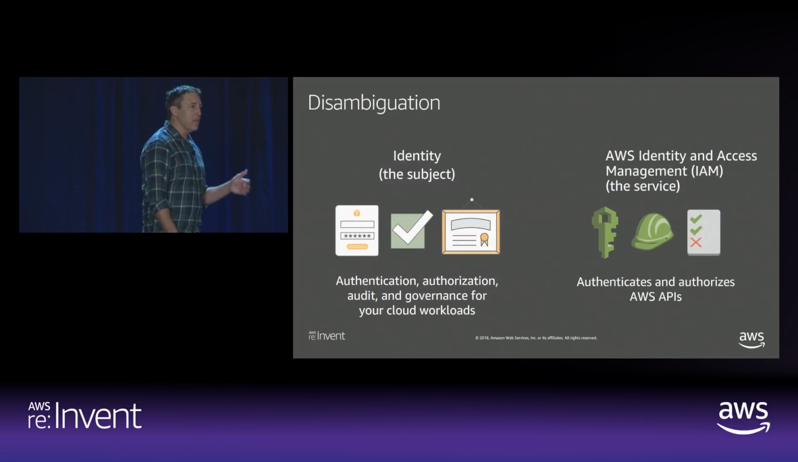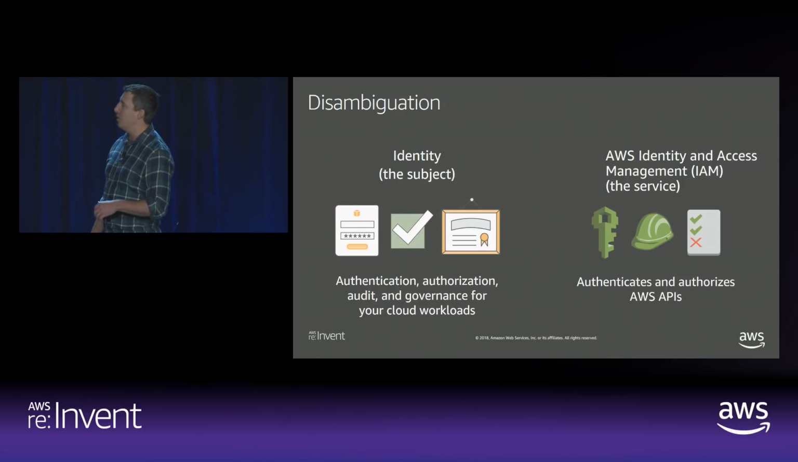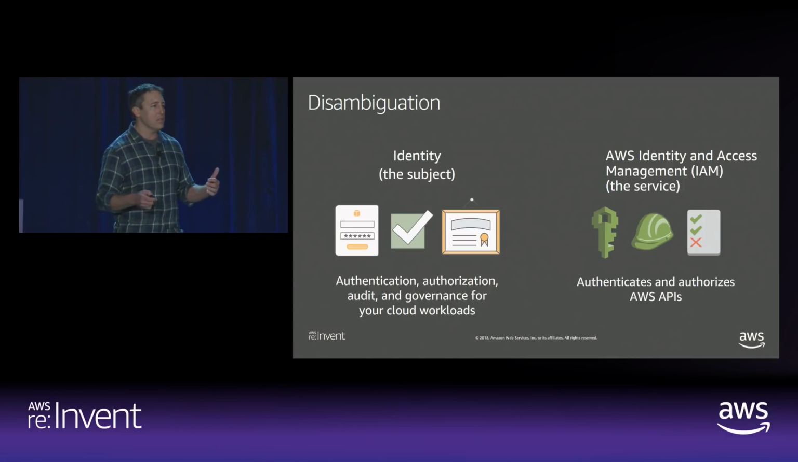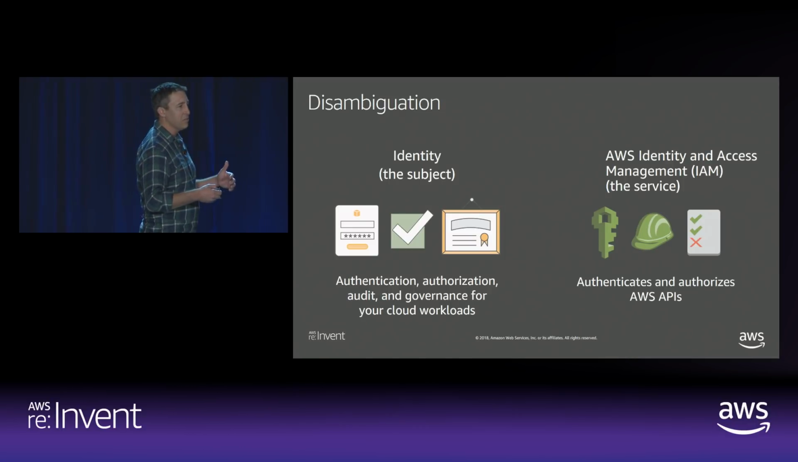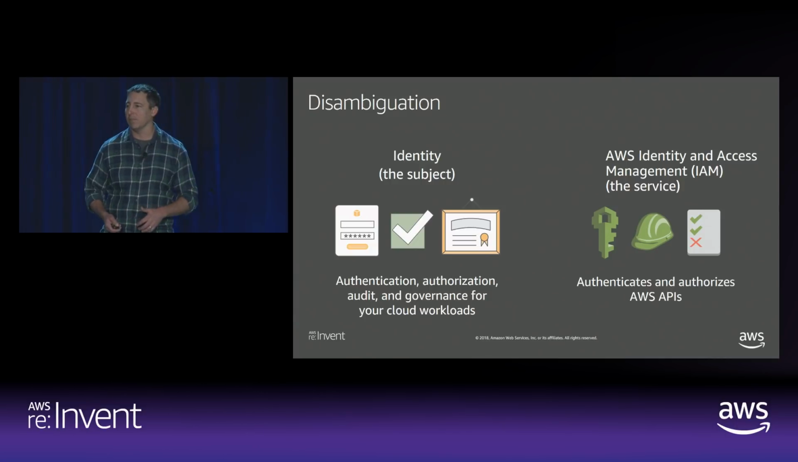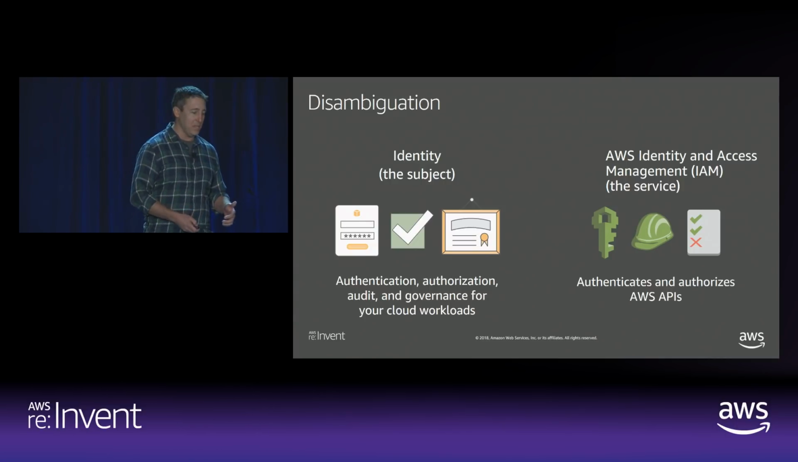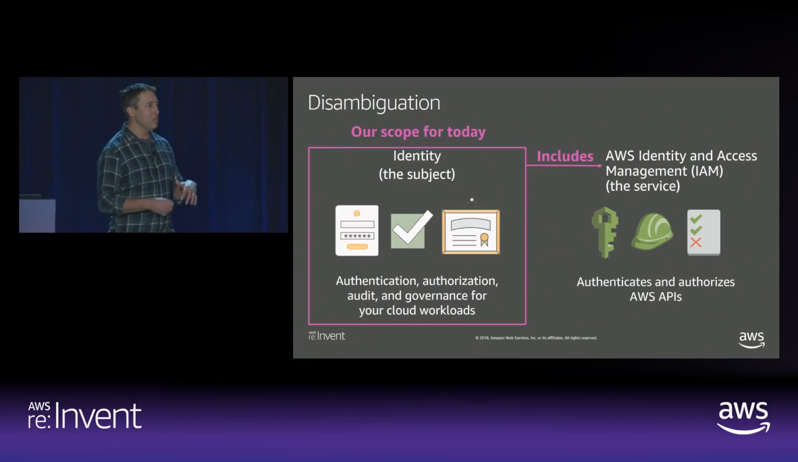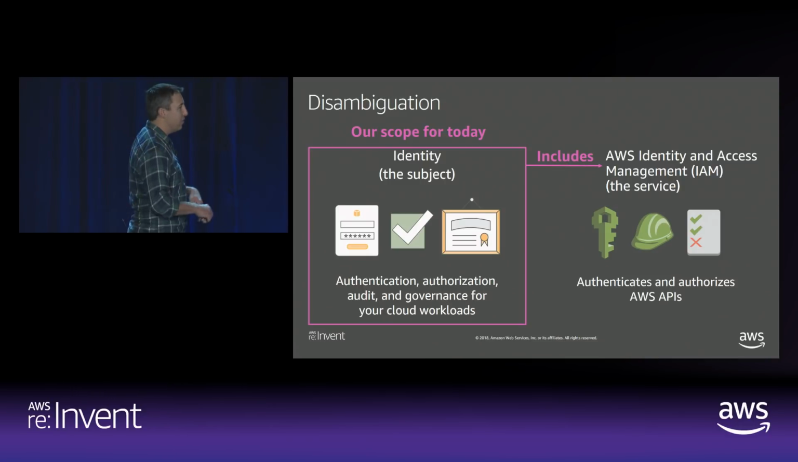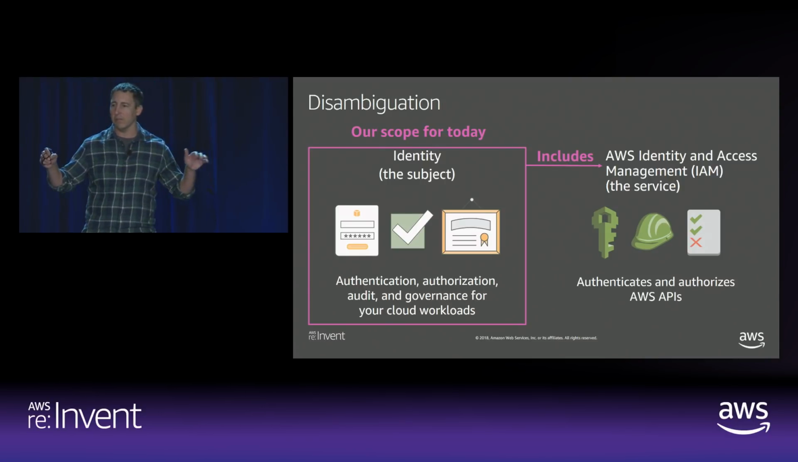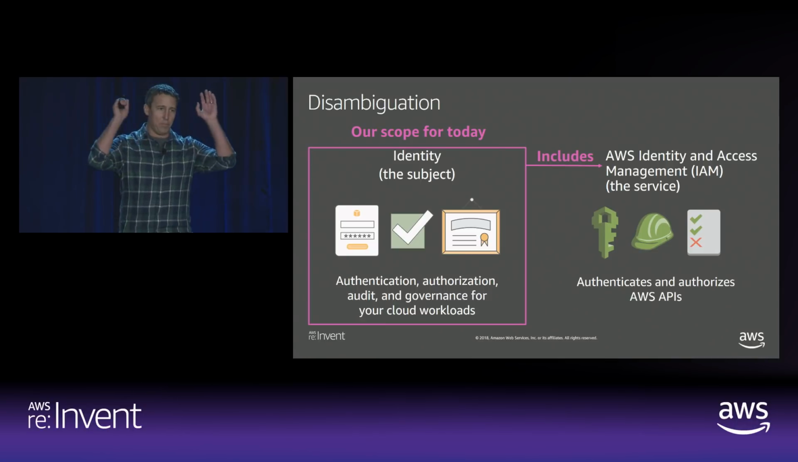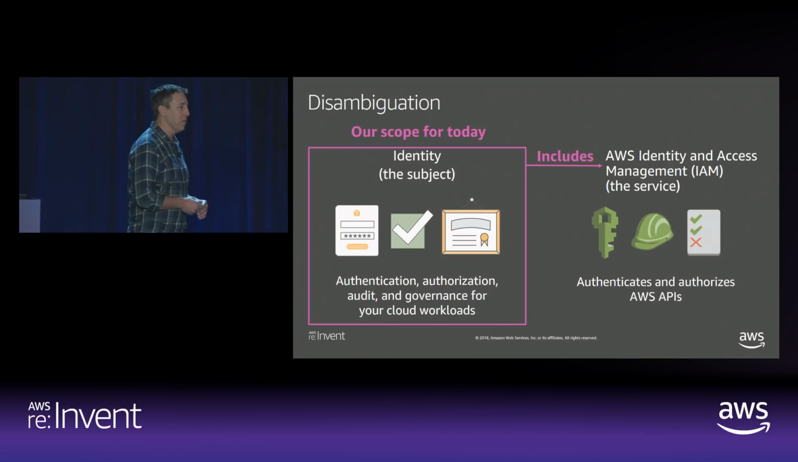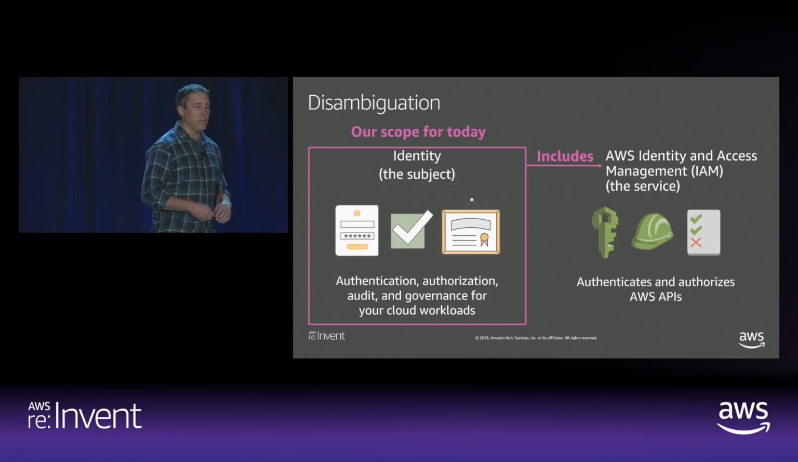Okay, before we dive into the fun meat of things, I want to start with just one disambiguation. I do this because as I go around and talk to lots of great customers such as yourselves, I find that this is not always terribly obvious. So what we're here to talk about today is identity the subject. That is authentication, authorization, audit, governance, etc. for your cloud workloads, whether that's the AWS platform, applications on top, the infrastructure in the middle, the whole 9 yards. And we'll look at that more deeply in a second.